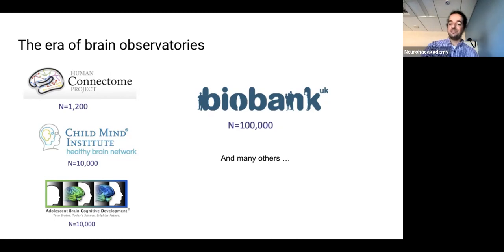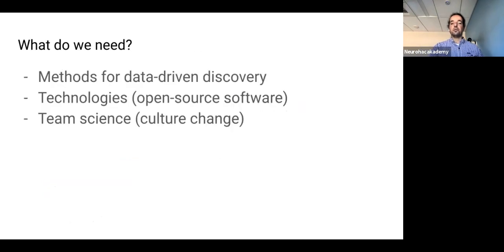This is a lot of data. And how do we analyze this data? We need a lot of different things. We need new methods for data-driven discovery, be this new kinds of statistical methods, new kinds of analysis methods. We need technologies. My bet is on open source software. I'll talk about that in a couple of minutes. And then we need somehow to think about how we do our science. We need to change the culture of science more towards team science, right? Because some people are collecting the data and other people are analyzing the data. And sometimes there's a lot of people involved, and how do we coordinate that? How do we collaborate? How do we make sure that everybody gets credit for the work that they do and that everybody has the right incentives to do the work? Something that we need to think about.